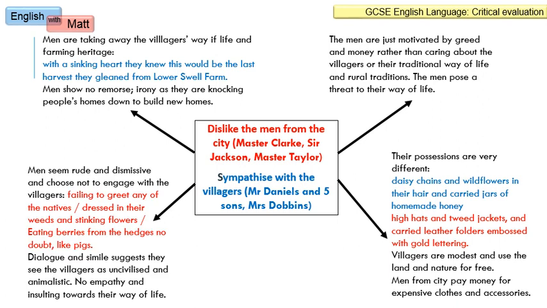And finally, the men seem rude and dismissive, as proved by that dialogue here. They think that the villagers are uncivilized and animalistic. There's no empathy, and they're also quite offensive and insulting, perhaps, even though, ironically, they're taking their land away, so should be quite thankful, but they're not.